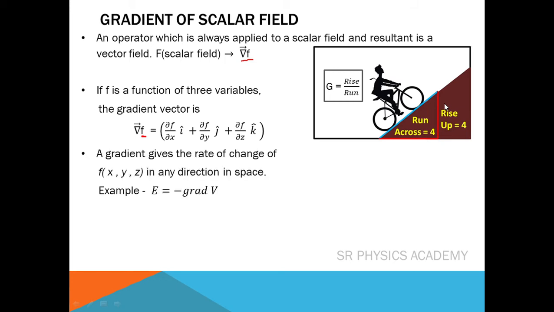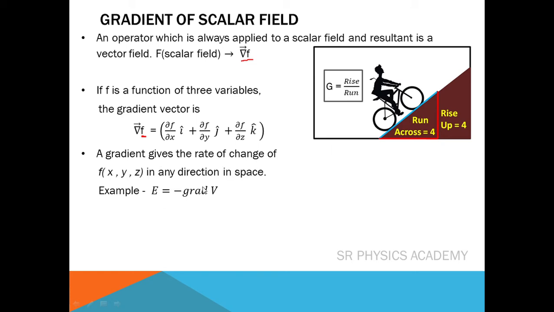A gradient gives the rate of change of the function of x, y, z in any direction you take in space. So for example, E equals minus gradient V. What is the meaning of this? The gradient always points in the direction of maximum rate of change of a field.